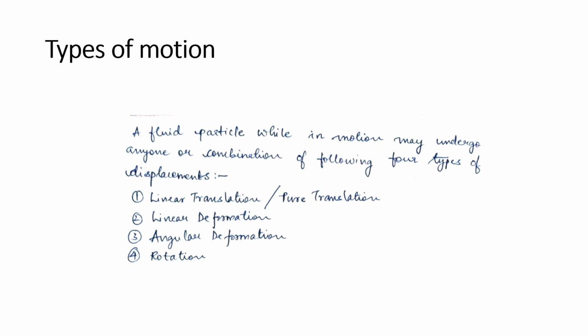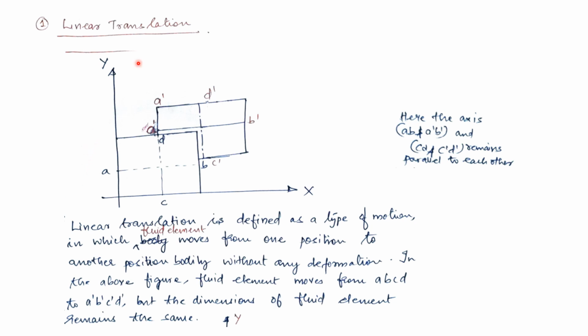A fluid particle while in motion may undergo any one or combination of the following types of displacement or motion. That means നമ്മൾ ഒരു fluid motion നടക്കുന്നു എന്ന് പറയുമ്പോൾ അതിനൊന്ന് linear translation or pure translation നടന്നിരിക്കും. A linear translation or a pure translation. Then there is something which is known as a linear deformation or angular deformation or rotation or vorticity. Three components of motion. So what is linear translation?